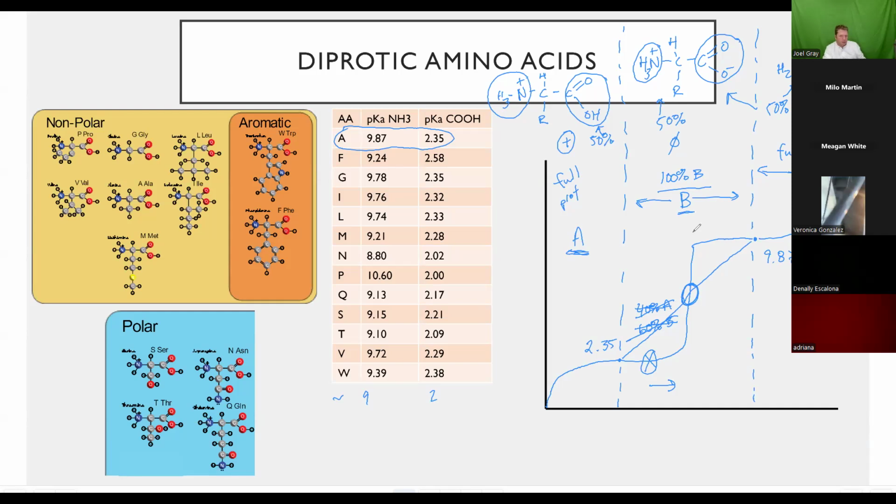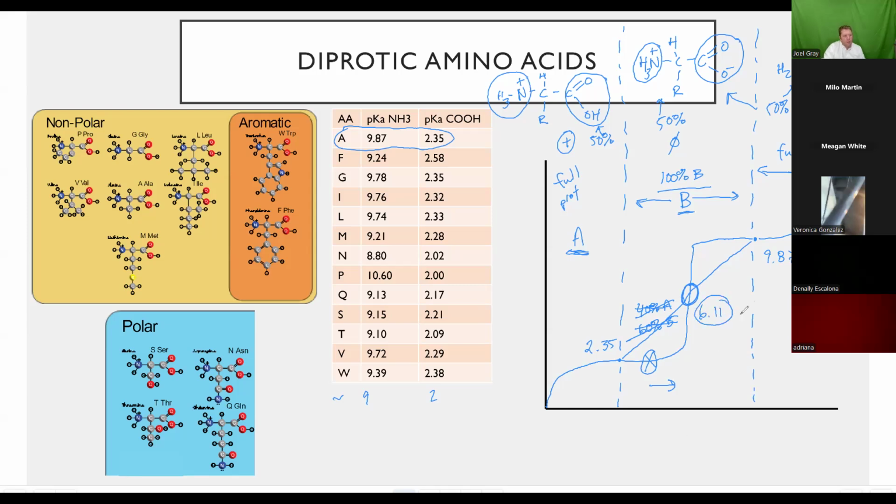Given the information on the slide, 9.87 and 2.35, would you agree that that point is right between those two values? Great. So what we can do is take those two numbers, 9.87 and 2.35, add them up and divide by 2. Those are our two pKa values, and we average them. Absolutely, Morgan. When we get an average of those two, we get 6.11.